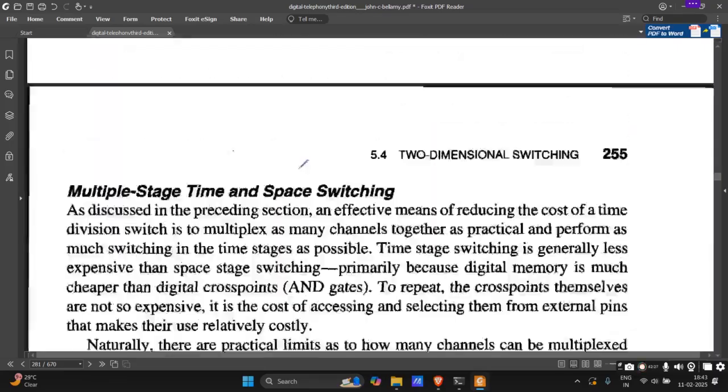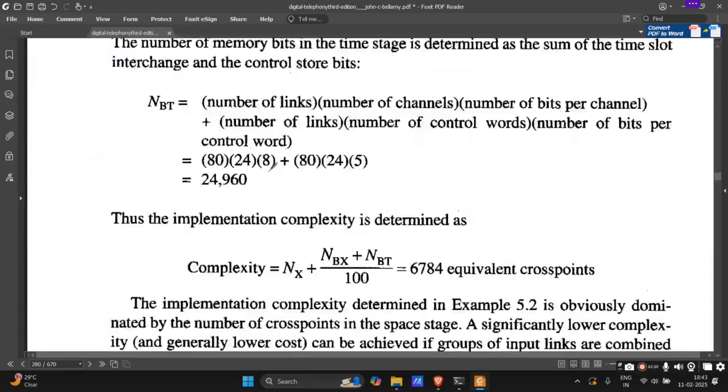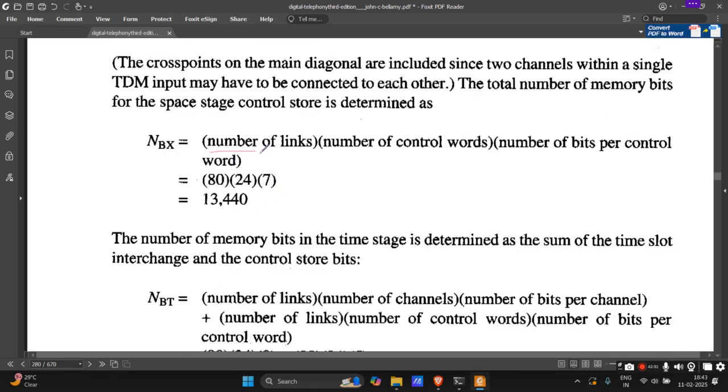Here you can see in the space division switching formula, the number of links will be k, since we have k output links, small k. And what will be the number of control words? The number of control words will be the number of channels, so C. And what is the number of bits per control word? The number of bits per control word here will be based on the number of links that we have. So ceiling of log base 2 of k.